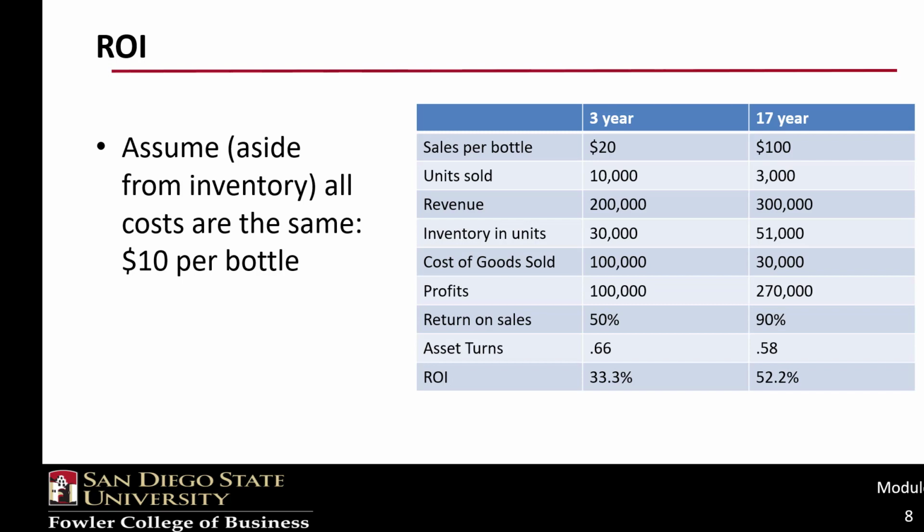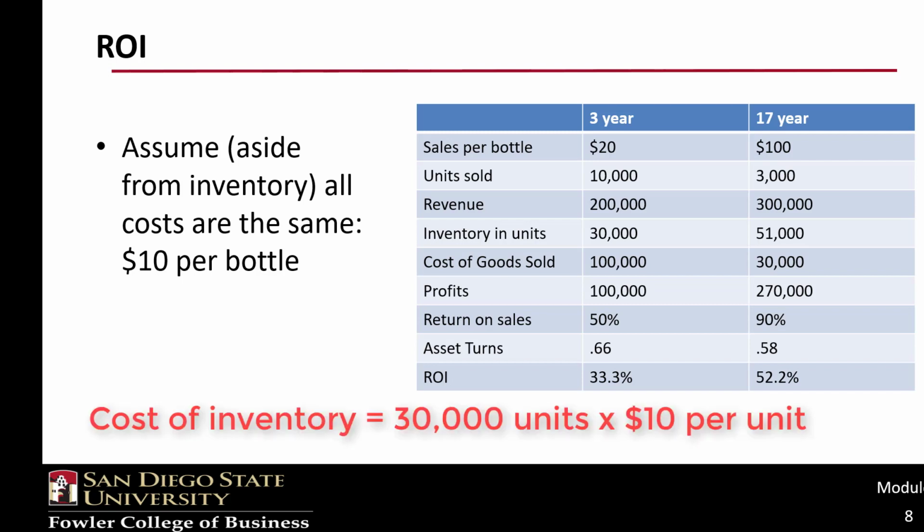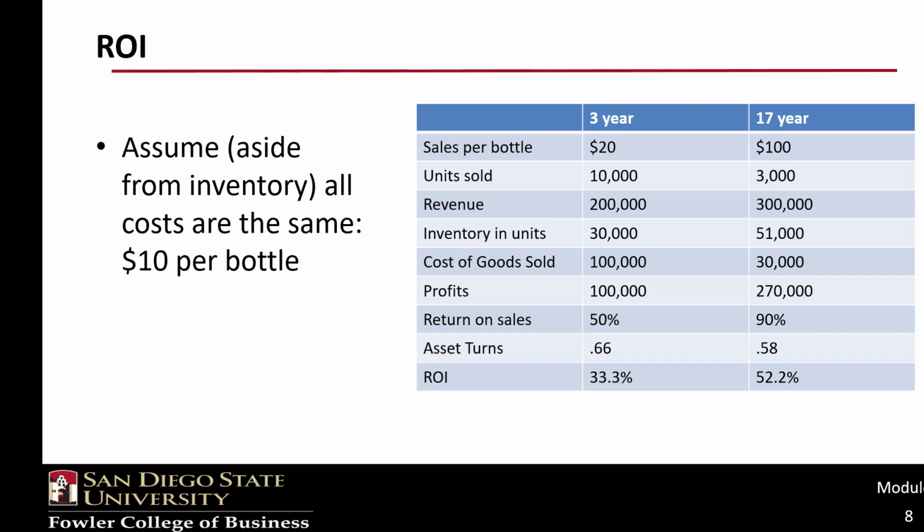So asset turns represents our revenues, our sales, divided by the cost of our investment, or the average assets. So in this case, since the number of units in inventory is 30,000 and the costs are $10 per bottle, then we must have inventoriable costs of 300,000. So the 200,000 divided by the 300,000 is 0.66. If we multiply those, we get a return on investment of 33.3%, which we could also say is, of course, our profits divided by our cost of inventory. So 100,000 divided by 300,000.